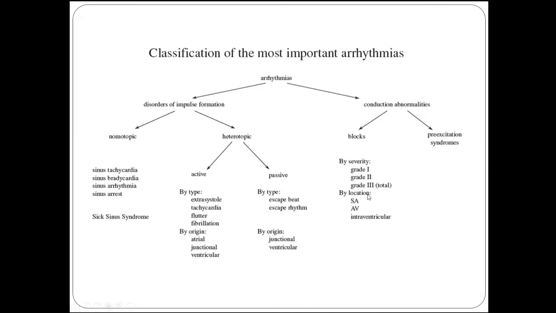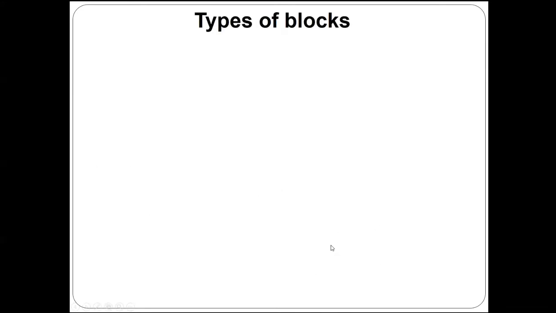Depending on the location of this block, anywhere inside the heart where we have connected areas, such as the SA node and the atrium, that's the SA block. Between the atrium and the ventricle, that's called the AV block. And we also have the intraventricular blocks. So these are the different types of the conduction abnormalities.